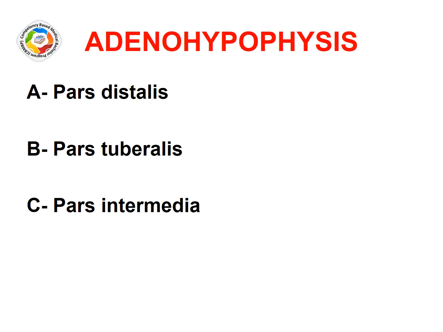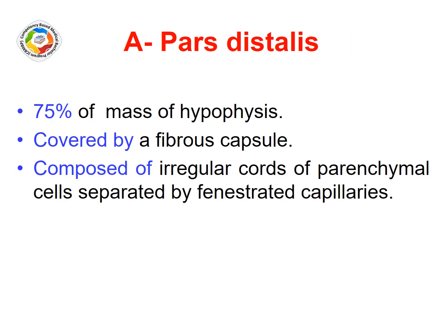Adenohypophysis. It consists of three parts: pars distalis, pars tuberalis, and pars intermedia. Pars distalis represents 75% of the mass of the hypophysis, covered by a fibrous capsule and composed of irregular cords of parenchymal cells separated by fenestrated blood capillaries.